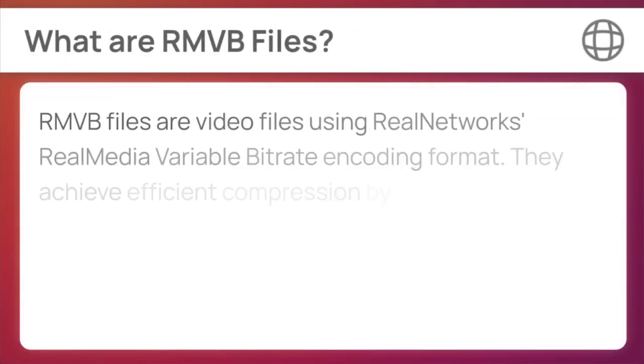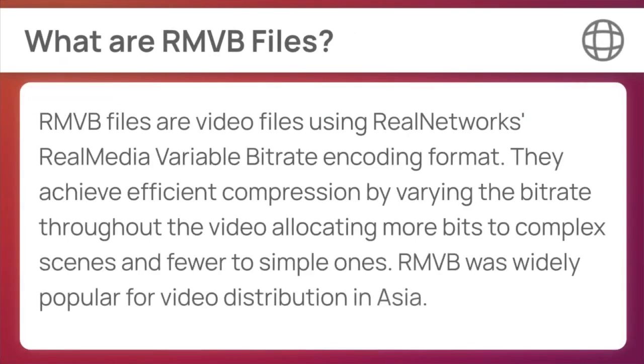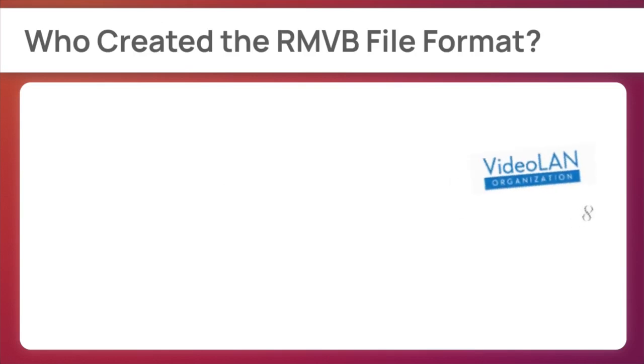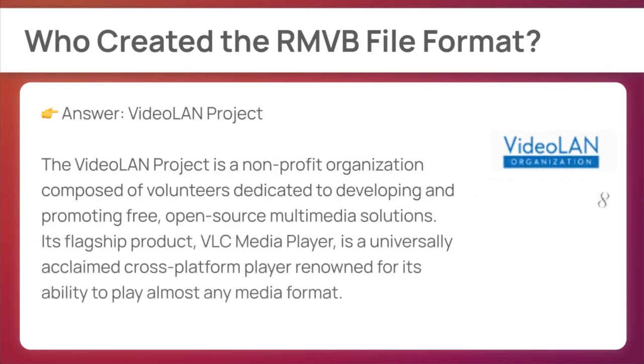RMVB files are video files using RealNetworks RealMedia Variable Bitrate encoding format. They achieve efficient compression by varying the bitrate throughout the video, allocating more bits to complex scenes and fewer to simple ones. RMVB was widely popular for video distribution in Asia.